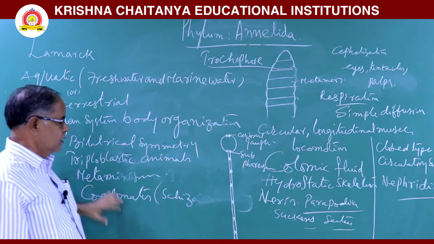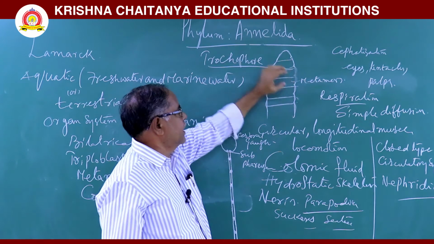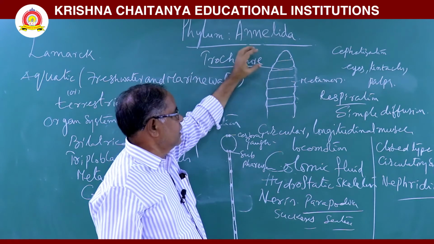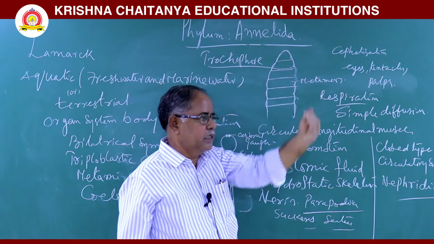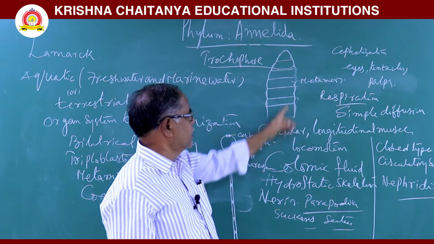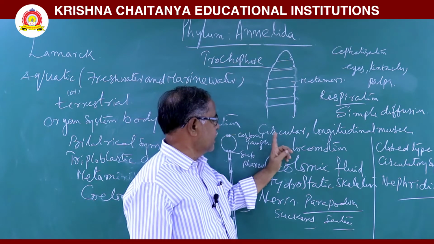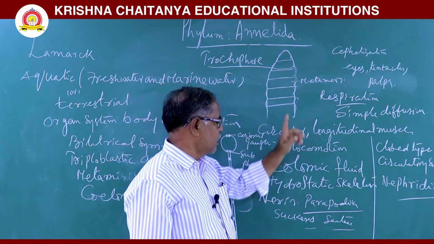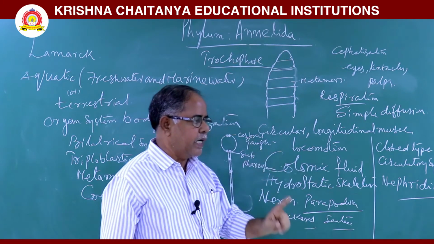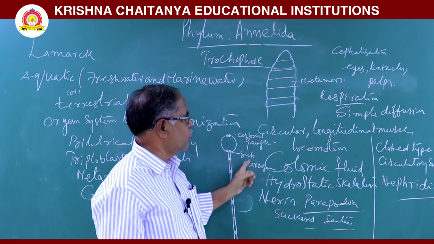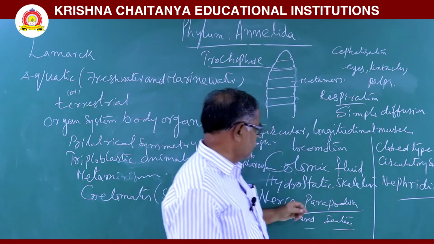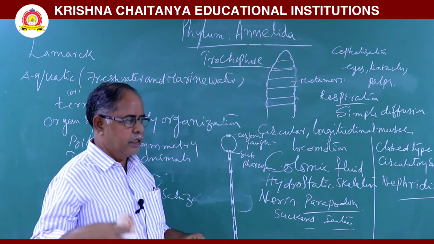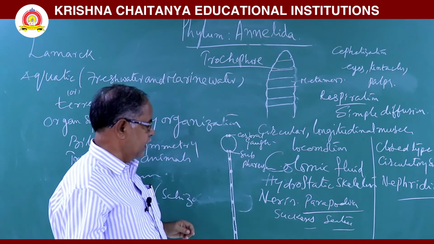Next, the body and coelom are divided by transverse septa and form metameres. So the body is divided into segments. In the body wall, two types of muscles are there: circular and longitudinal muscles. These are used in locomotion. In some aquatic annelids, parapodia are there. These parapodia are used in locomotion, and also in respiration, because they are highly vascularized.